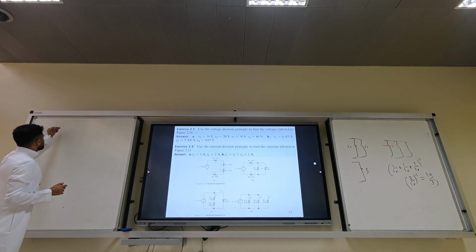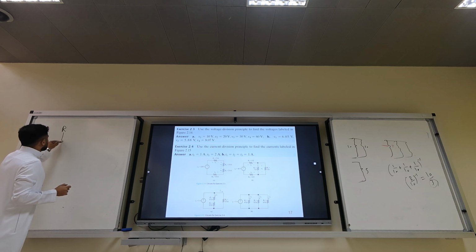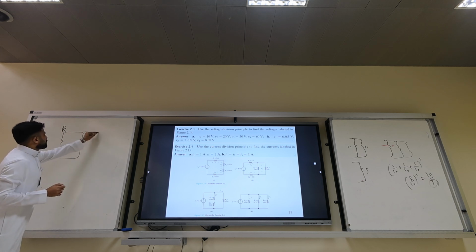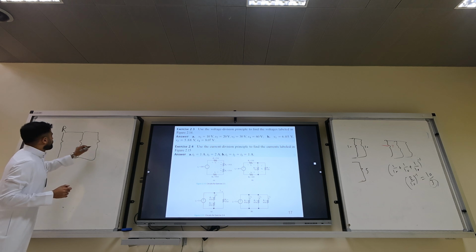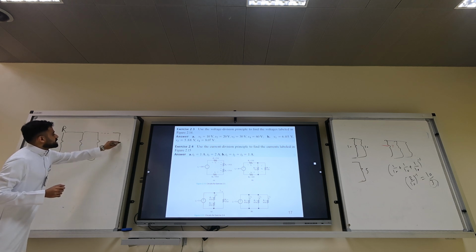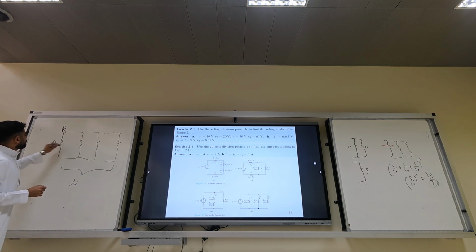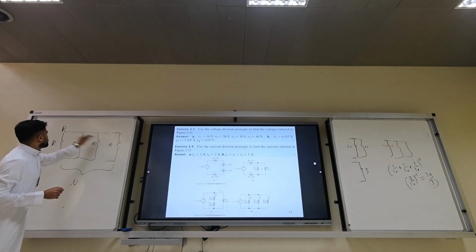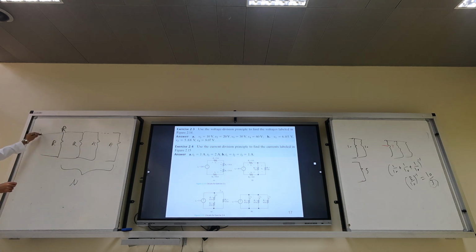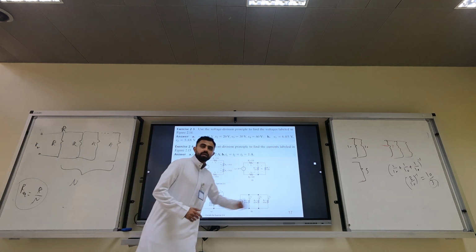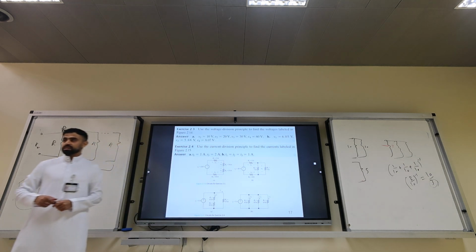If I tell you R, and there are N resistors, each one has a value of R, what's R equivalent? R equivalent equals R over N. So this is a nice question for the test. 10 over 3. So we save 10 seconds in the test.